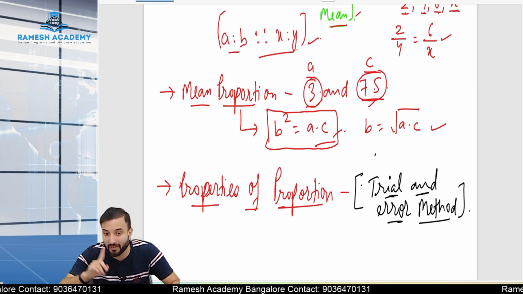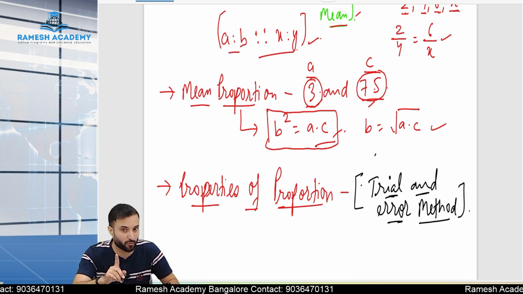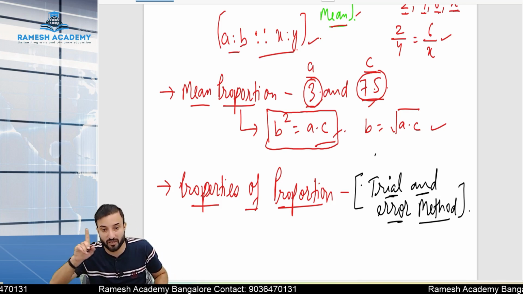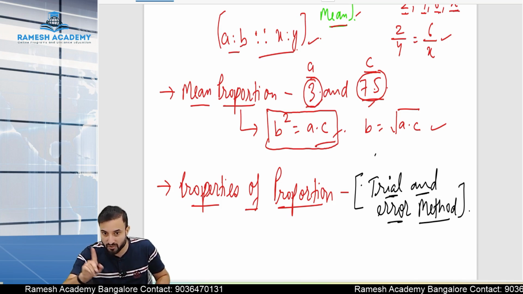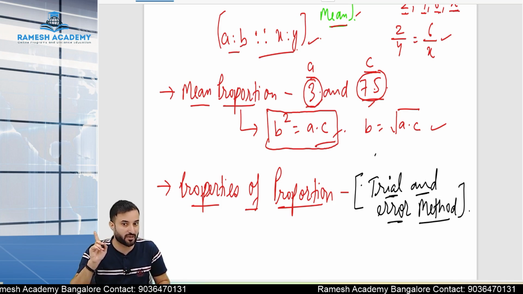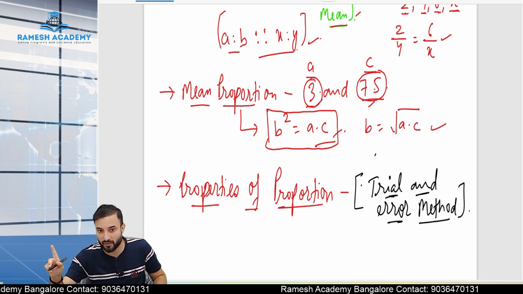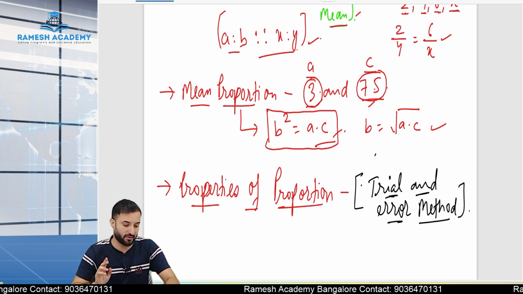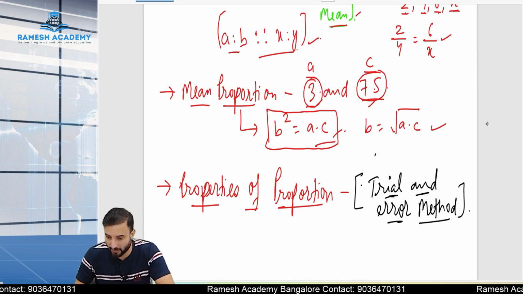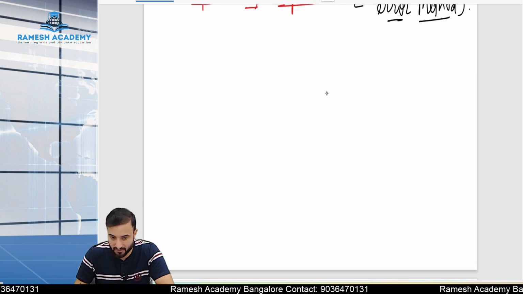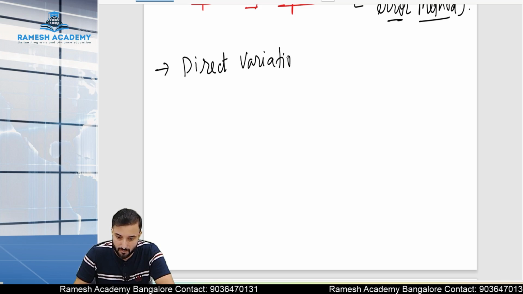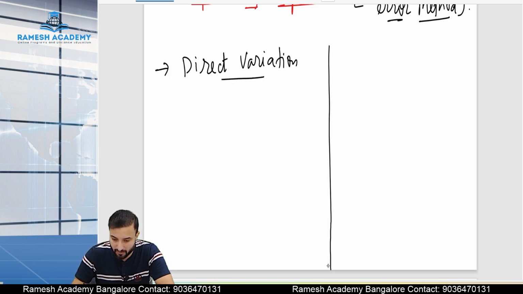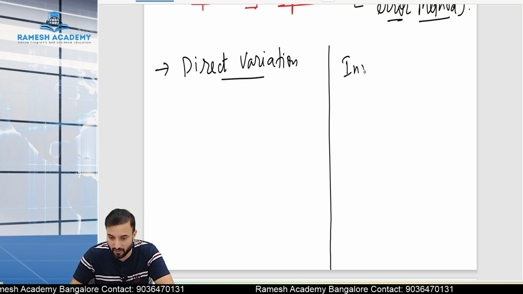So don't claim later that sir has not done the properties of proportion. For properties of proportion we are using a tricky method, that is trial and error. We will use the options, and the option that satisfies is the correct option. Instead of 7 properties, only one tricky method. So we will do that type of question. Before that, we have to understand two things: first is direct variation, another is indirect variation, or you can say inverse variation.